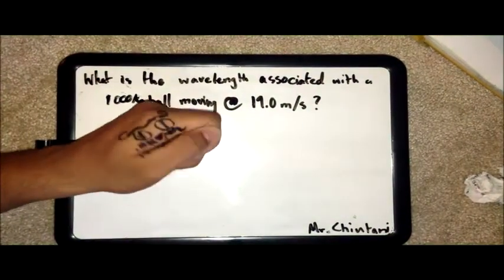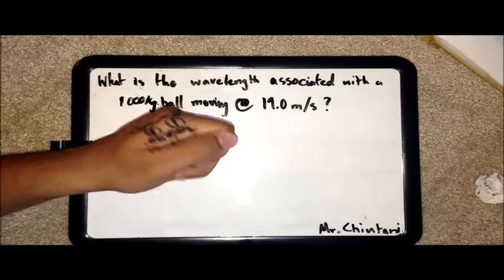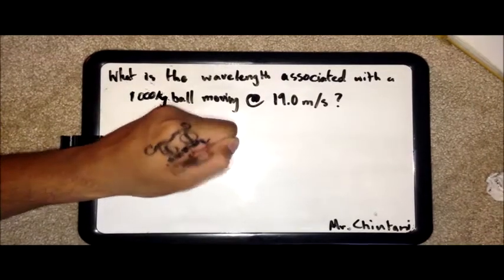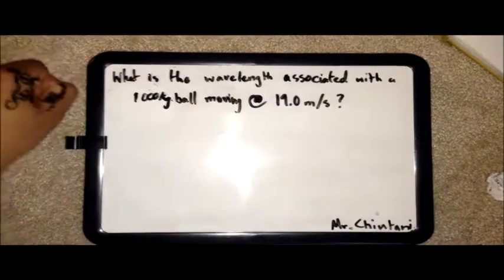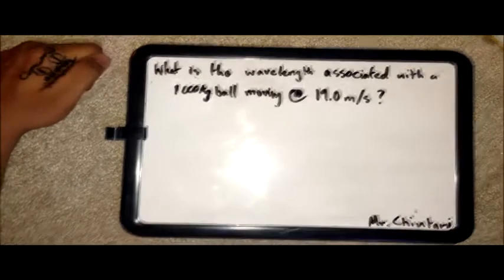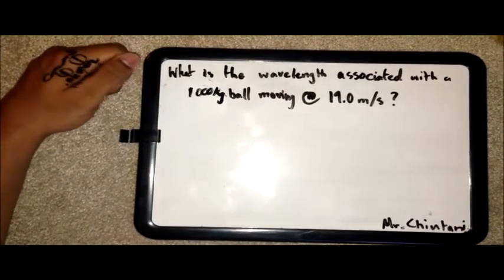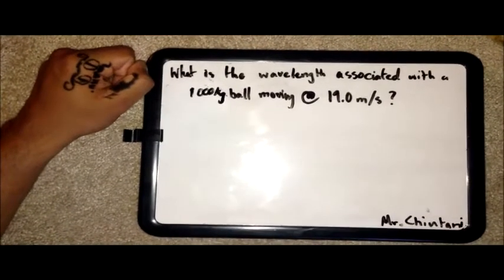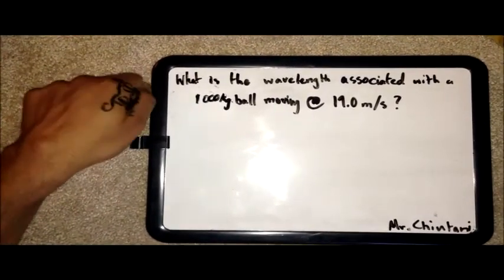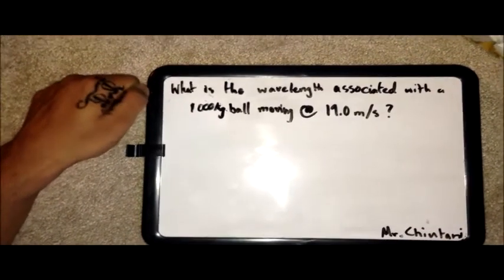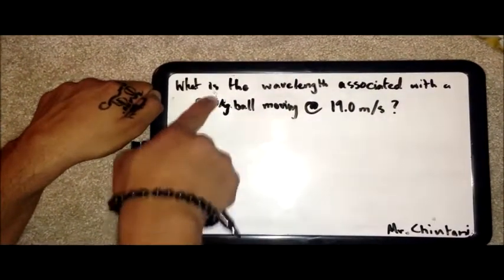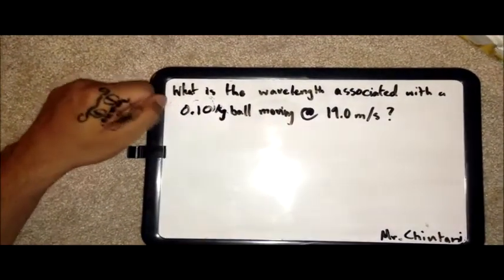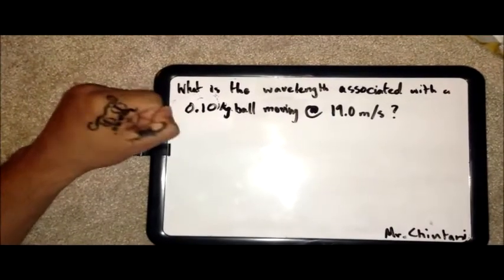And now, folks, we're back to another episode of Mr. Chintani's Example Questions! So, class, let's begin with today's example question. What is the wavelength associated with a 1,000 kilogram ball moving at 19 meters per second? But sir, that's only one sig fig. Okay, let's change that. 0.10 kilograms. And I promise you, that's my only mistake for today.